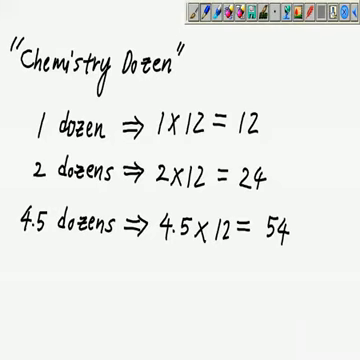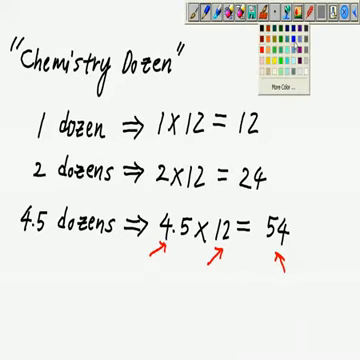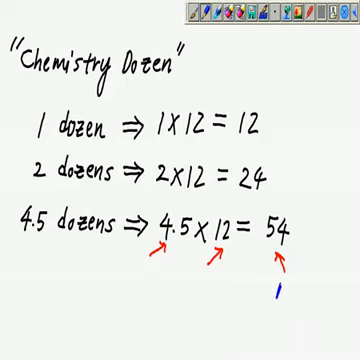Okay, so now I want you to pay attention to this figure. Looking at this, if you buy 4.5 dozen of flowers, are you getting 54 or you get 12? I'm sure your answer will be you're getting 54. So this 54 is what we call the actual amount that you get, the actual amount that you buy. Okay, actual amount. So I put a big N.